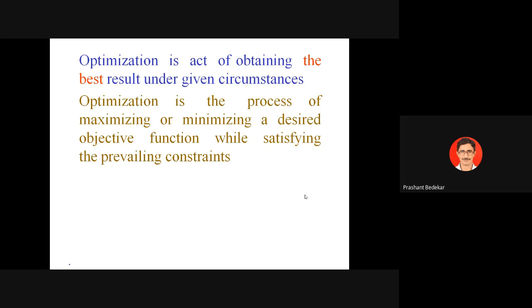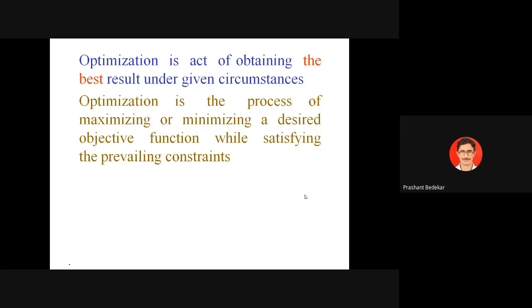Optimization is the process of maximizing or minimizing a desired objective function while satisfying the prevailing constraints. So with this definition, we can slowly proceed to the parts of an optimization problem. There will be a part which will be called the objective function. There will be a part which will be known as constraints. Okay. So optimization is the process of maximizing or minimizing a desired objective function while satisfying the prevailing constraints.